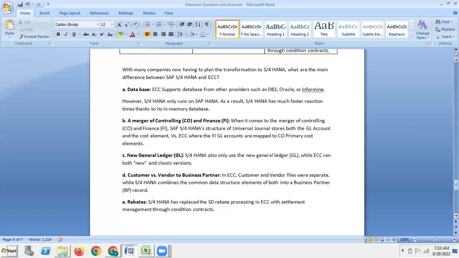C. New general ledger. S/4HANA also only uses the new general ledger, while ECC ran both new and classic versions. D. Customer versus vendor to business partner. In ECC, customer and vendor files were separate, while S/4HANA combines the common data structure elements of both into a business partner record. E. Rebates. S/4HANA has replaced the SD rebate processing in ECC with settlement management through condition contracts.